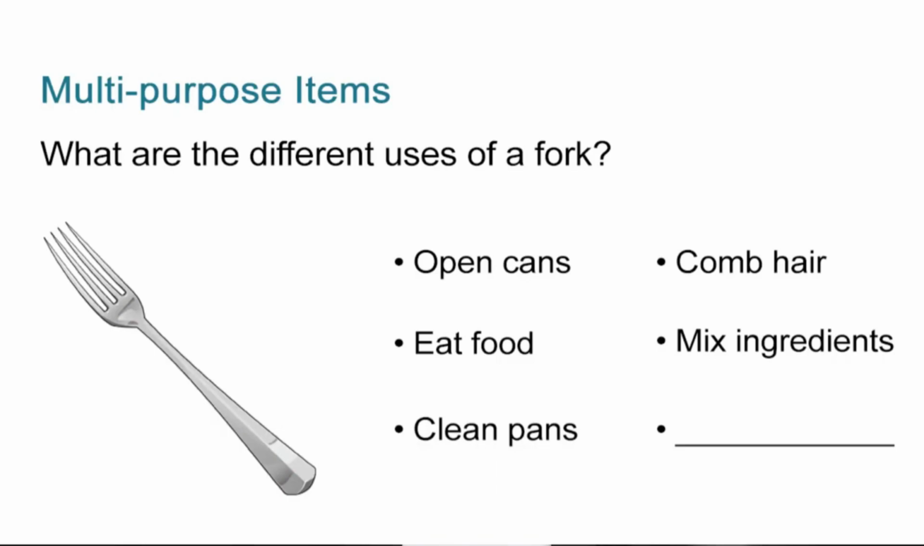Multi-purpose items. First, show the class an object, any object. Next, give them a couple of minutes to think of all the different uses for that item. After about 5 or 6 minutes, the teacher asks students to share what they have come up with. For example, you can use a fork to eat food, to comb your hair, open cans, mix ingredients, clean pans. Not so bad for a simple fork. The multi-purpose items activity encourages creativity and it's fun to hear what they come up with.